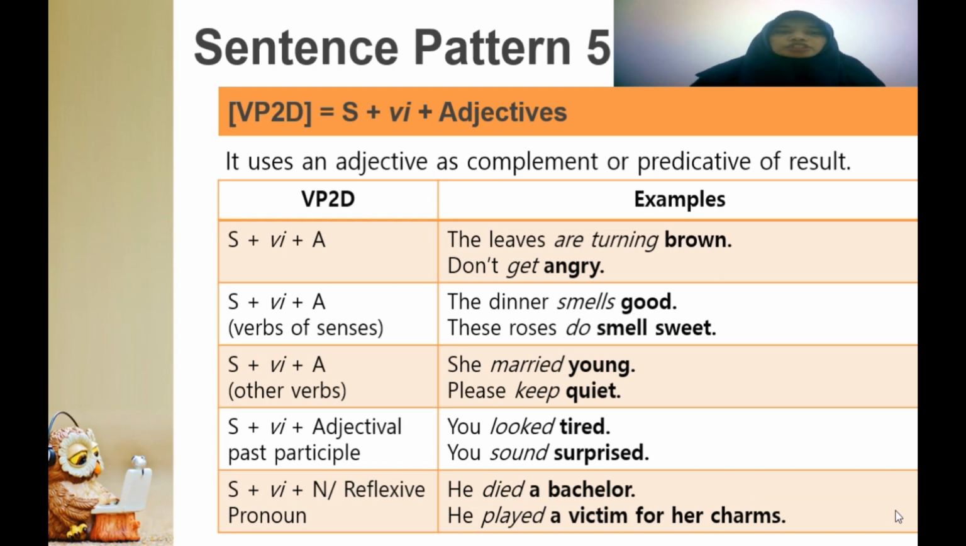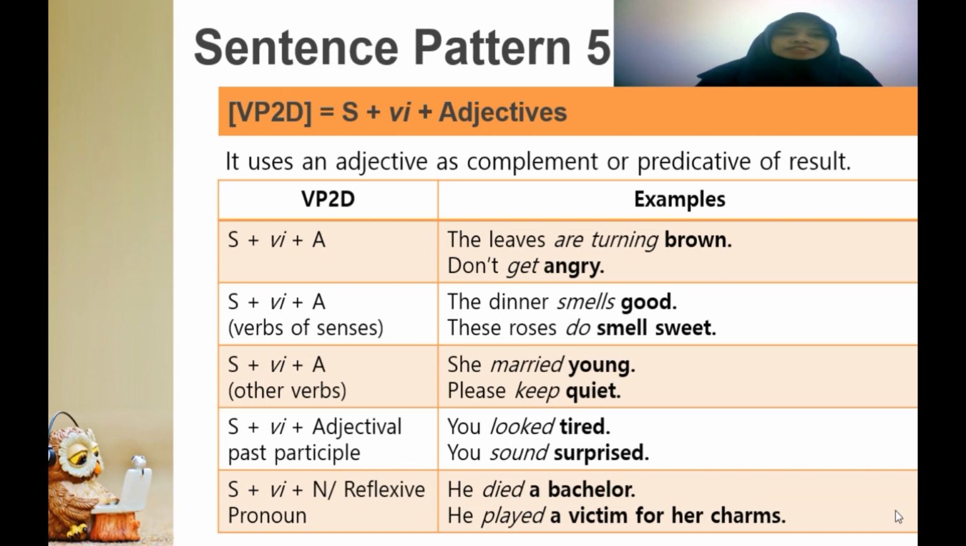Next, we have subject plus verb intransitive plus adjectival past participle. When we talk about past participles, we talk about the verb 3 form. So this adjective is in the form of verb 3 or the ed form. For example, you looked tired. You sound surprised. So you is the subject, and then looked and sound are the verb intransitive, and tired and surprised are the adjectival past participle.